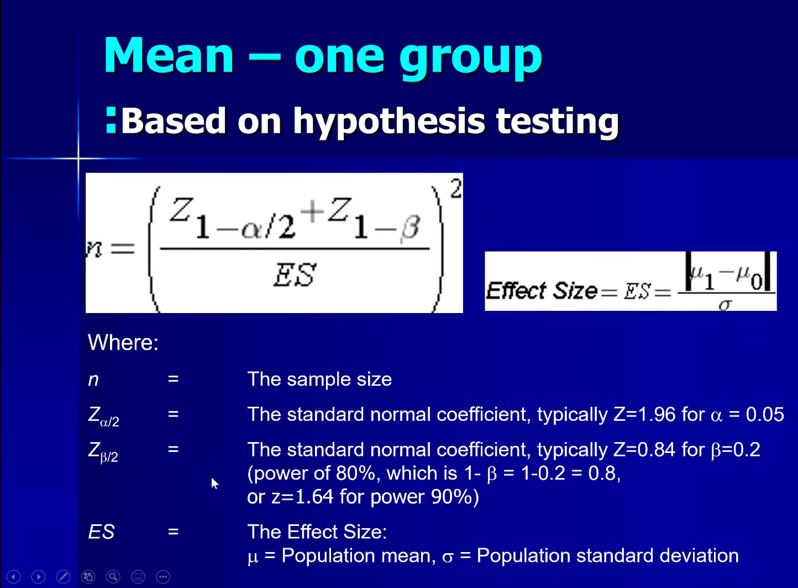Now for the Z beta, there are only two common values. One is to aim for 80% power, which is the power from 1 minus beta. This means beta is 0.2, leading to the power of 0.8, which is 80%. The Z is 0.84. But if we want to have a 90% power, it leads to 1.64. I will give details about how these numbers come from later in this class, and also the effect size.